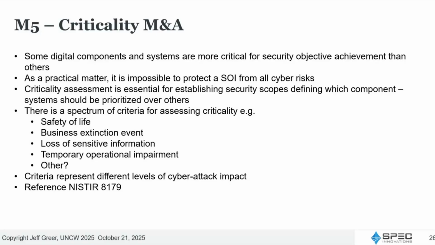Somebody's PC gets a virus and they're offline for a little bit, not being productive. So you just go through and you list out your criteria for assessing criticality. And so the criteria typically represent the different levels of cyber attack impact, right? Anything from loss of life, business extinction, down to temporary impairment. And there's actually NIST instructional reference 8179, which has a whole process just for criticality analysis that you can refer to.